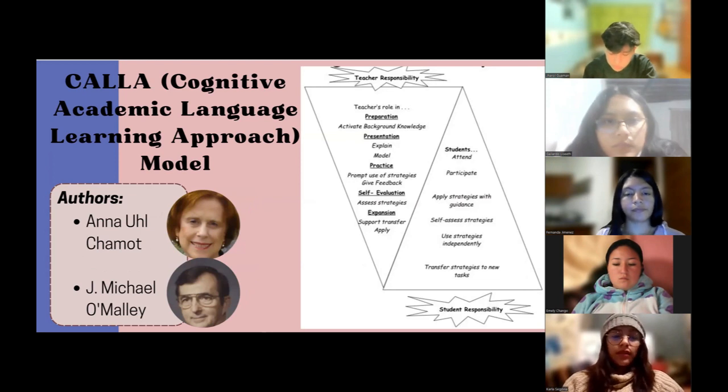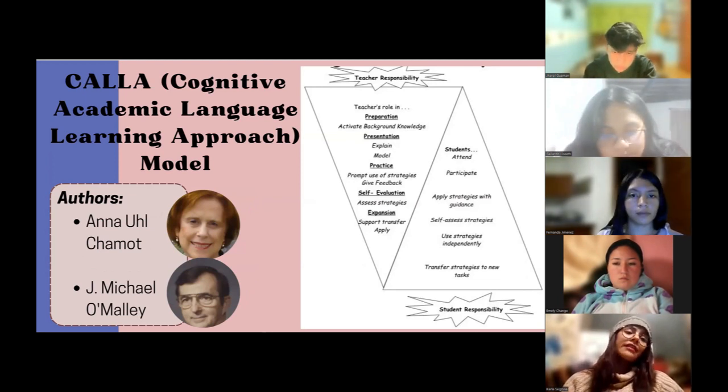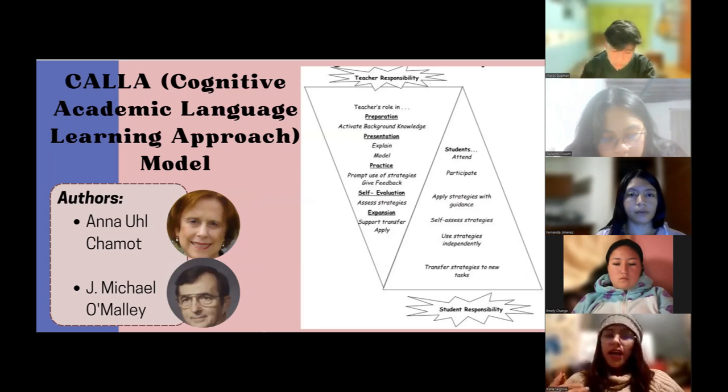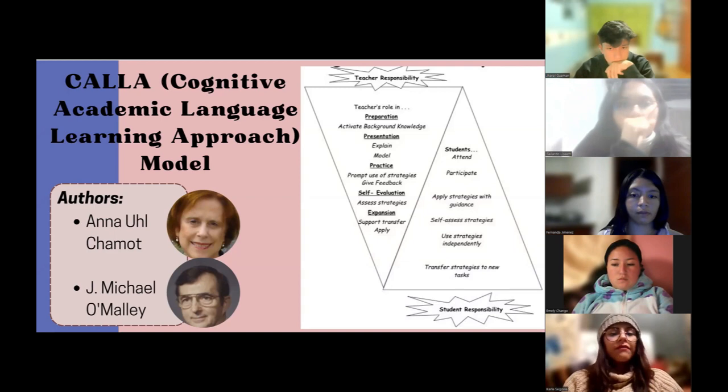Then we have the CALLA model, the Cognitive Academic Language Learning Approach. This model was developed by Anna Uhl Chamot and Michael O'Malley. It is an instructional framework designed to support English language learners in acquiring academic language skills with simultaneous learning of content knowledge. This model incorporates cognitive and metacognitive strategies to engage language development. The different steps are preparation, presentation, practice, application, review, and finally the assessment.